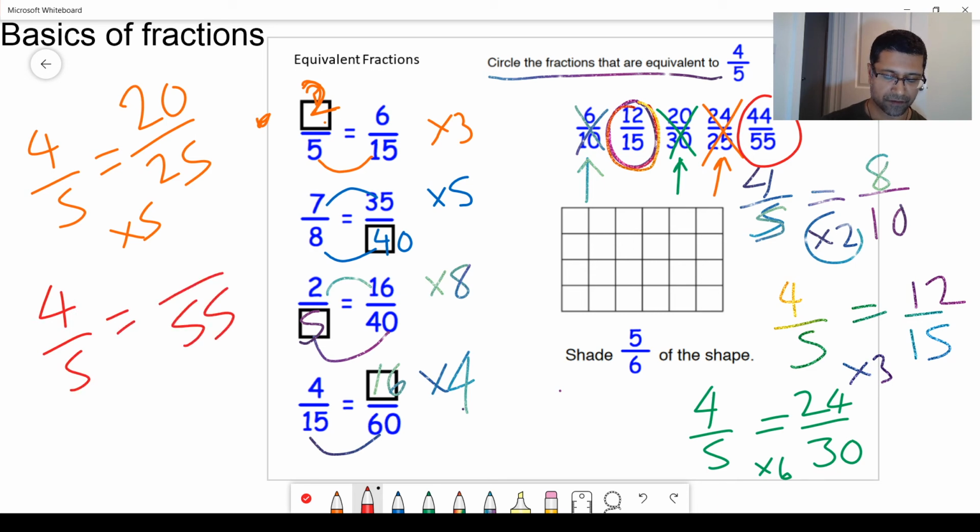5 into 55 is 11. So do the same to the top. 4 times 11 is 44, which we already circled. So those are the two fractions that are equivalent to 4/5.